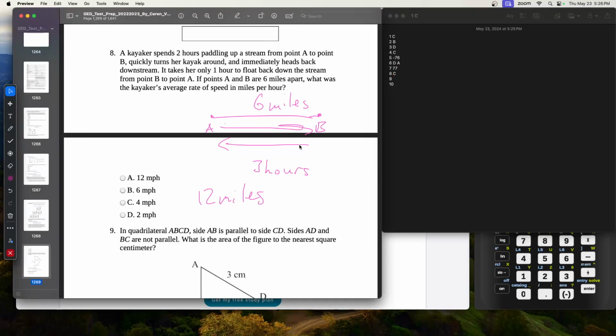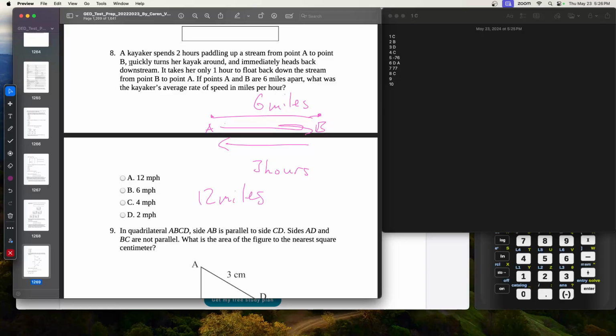Let's read it one more time. A kayaker spends 2 hours paddling up a stream from point A to point B, quickly turns her kayak around, and immediately heads back downstream. It only takes her 1 hour to float back down the stream from point B to point A. If point A and B are 6 miles apart, what was the kayaker's average rate of speed in miles per hour?